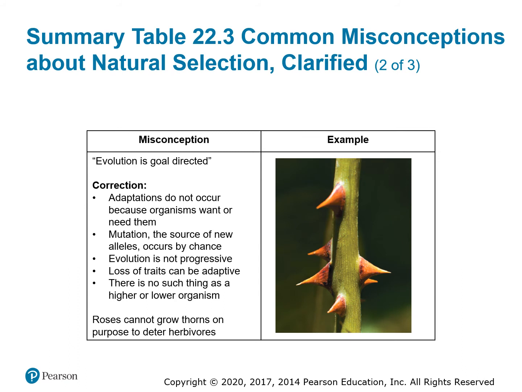Another misconception is that evolution is goal-directed. It doesn't have a goal. Evolution happens as a consequence of differential reproductive success. So whoever makes the most babies, that's what you're going to see in the next generation.